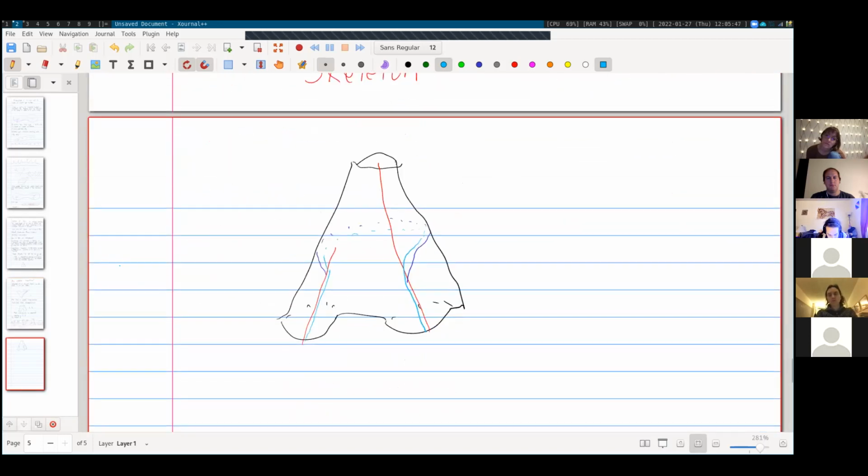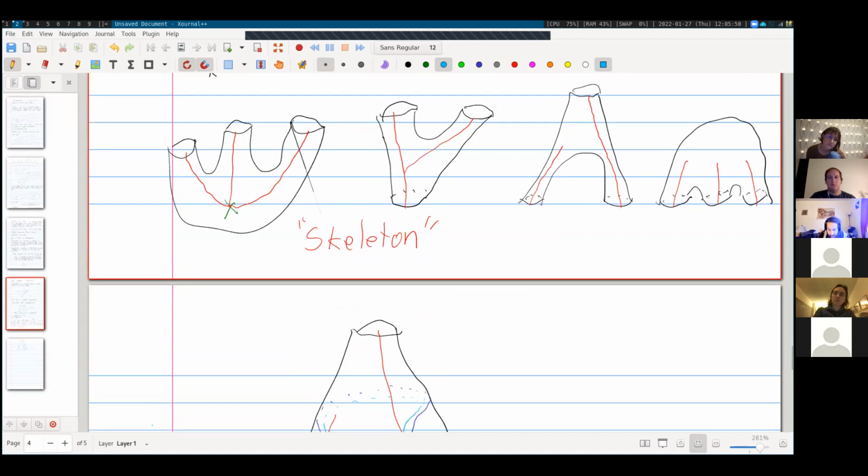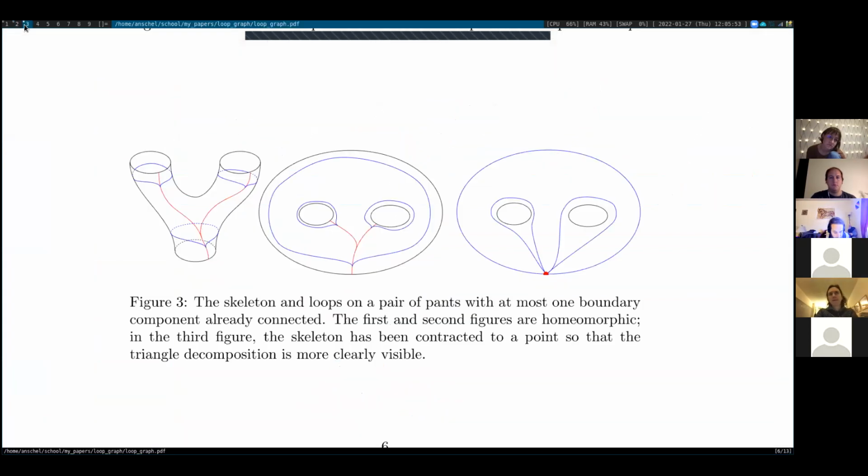So I am not going to try and reproduce these in real time. I will show you these pictures. So in the simplest case, I've drawn this 3 times, right? Once in the way I was showing you the pair of pants. Once in this other sort of flattening of the pair of pants. The middle picture is homeomorphic to the picture on the left, and then the picture on the right, I've sort of shown what happens if you shrink down the skeleton to a point to convince you that this is really a triangulation.